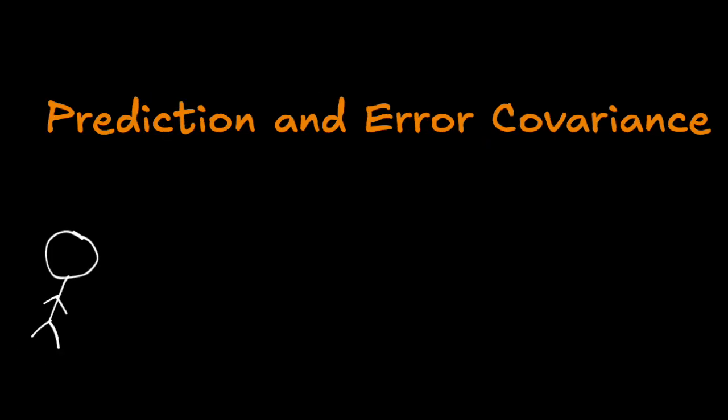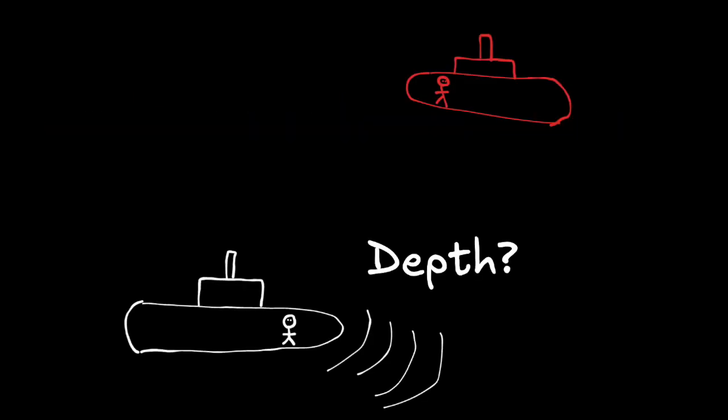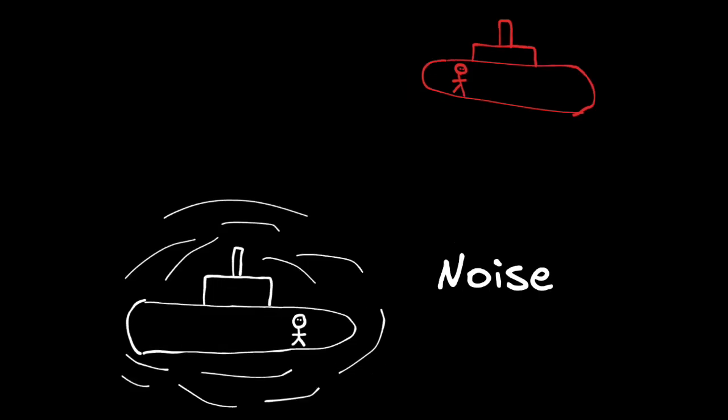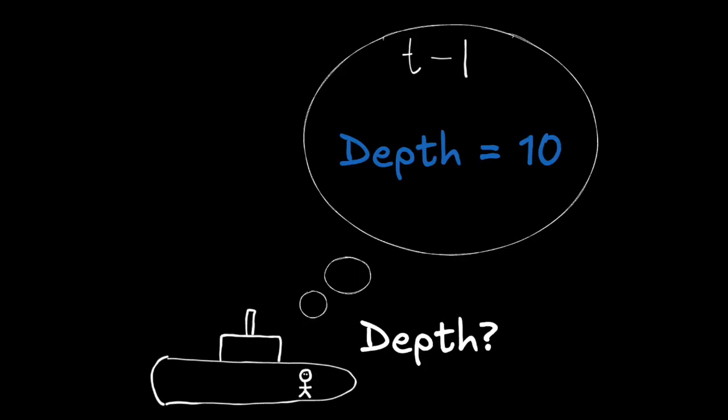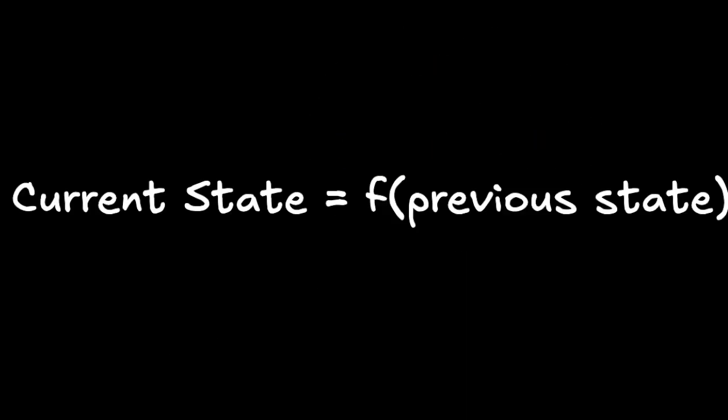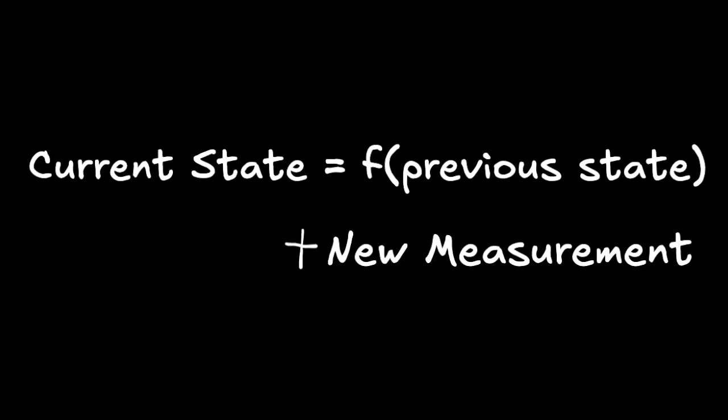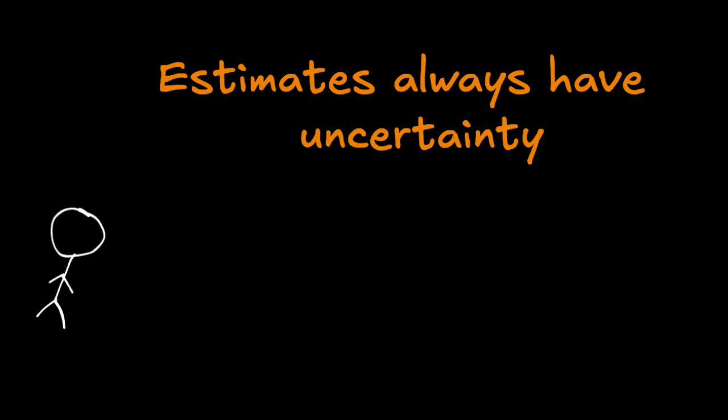Now let's go through the equations of the Kalman filter. First, let's cover the prediction state and the error covariance. Let's assume that in our submarine, we want to predict what our depth is using an ultrasonic sensor. The problem is that we can't rely solely on the sensor. Its readings contain noise, and our depth also depends on our previous depth. In other words, we can think of our current state as a function of our previous state plus the new measurement we take in. With each estimate that we make, whether it's for position, velocity, or depth, there is always some level of uncertainty that comes with it.